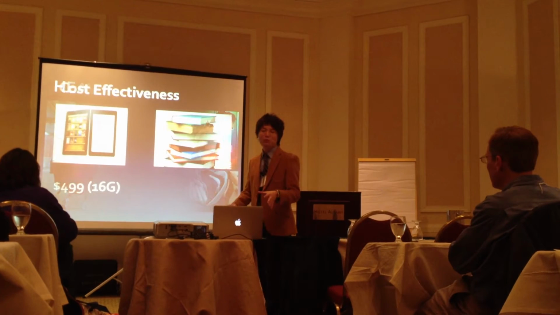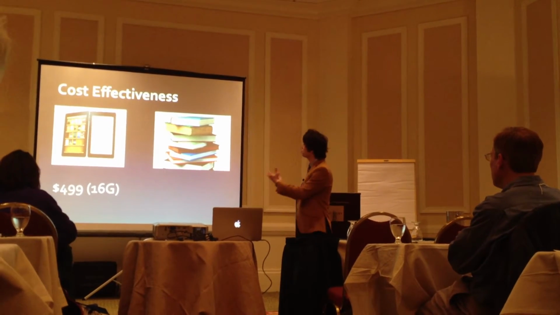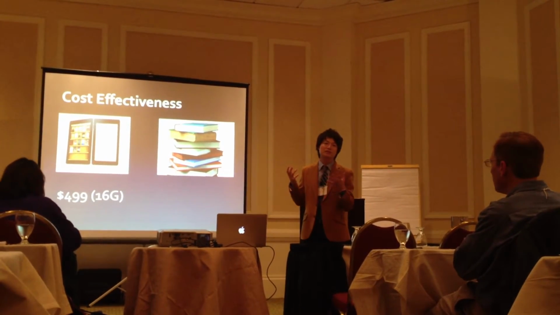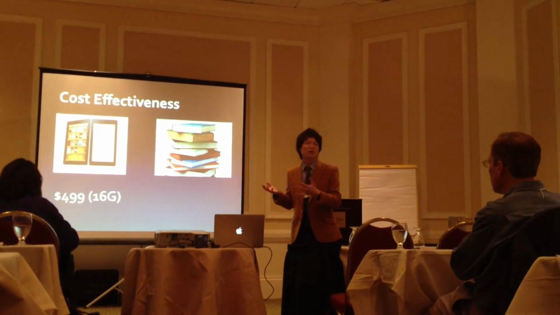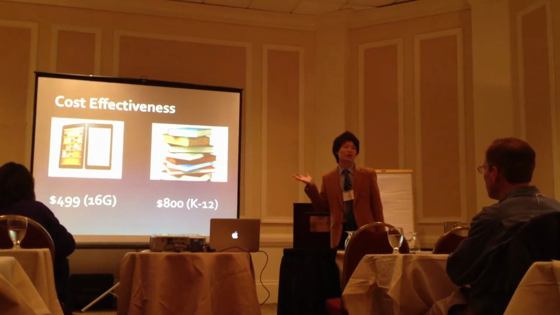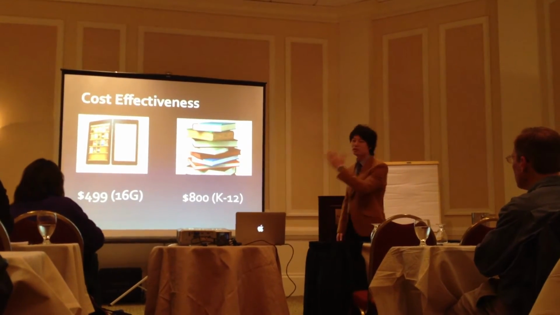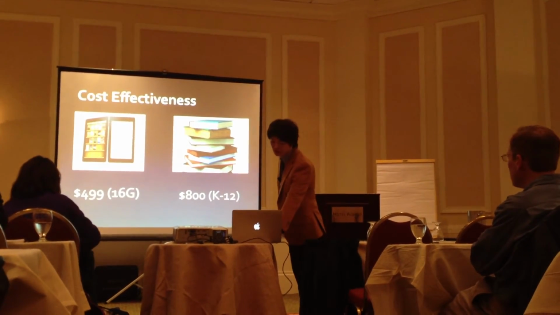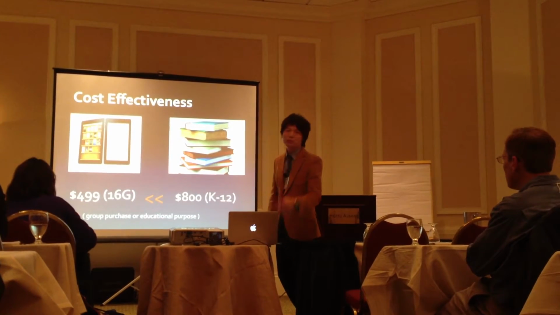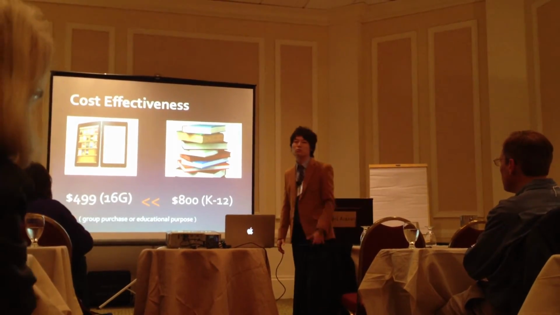Also, some people may misunderstand that e-books will be more expensive than paper-based books. But these days, because the price of paper-based books is going up, paper-based books cost $800 annually for the K-12 level. So actually, e-books could be cheaper than paper-based books. And even if you are an educational discount user or group purchaser, you can save more money.